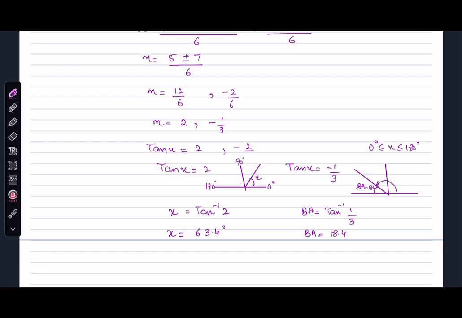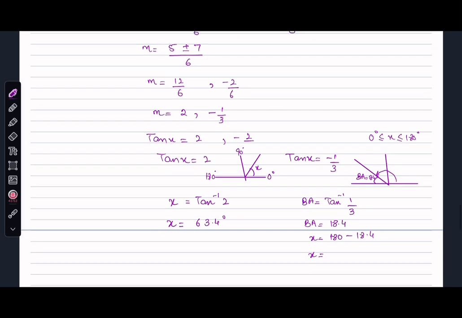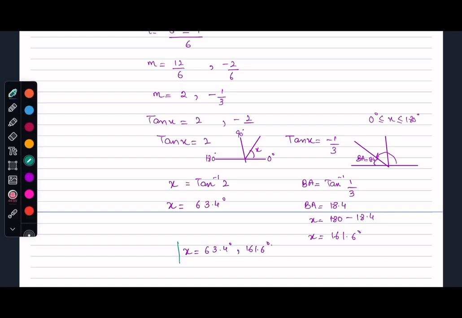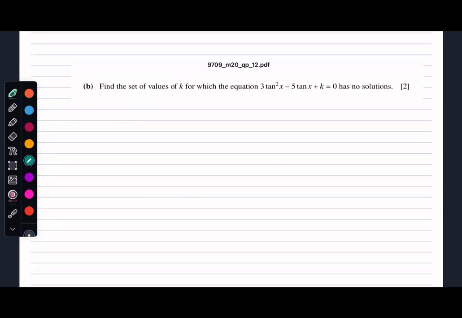So the x value here is going to be 180 minus 18.4, which gives us the angle value of x as 161.6 degrees. So the solution for this x is going to be 63.4 degrees and 161.6 degrees here. So this is how this part A for this question needs to get solved. I have solved part B. Find the set of values of k.